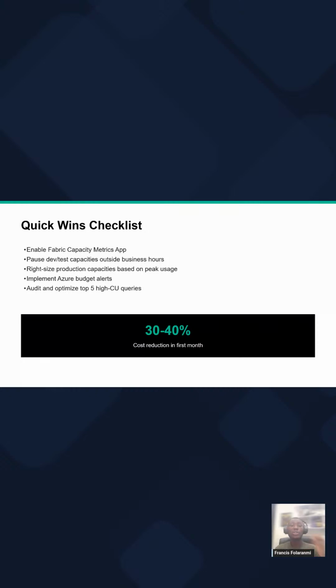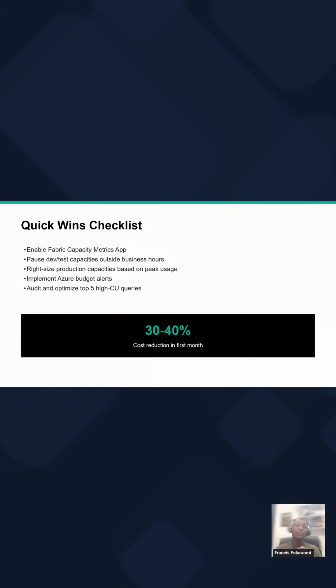Now, if you are implementing FinOps for your Fabric environment, here are some quick wins that can lead to up to 30 to 40% cost reduction in your first month of implementing it. First off, you can just enable your Fabric capacity metrics app in your Fabric environment. This gives you an idea of your consumption. One of the major KPIs you are going to find on that app is the utilization, which is the average utilization of your capacity. Then you want to pause your dev and your test capacities.